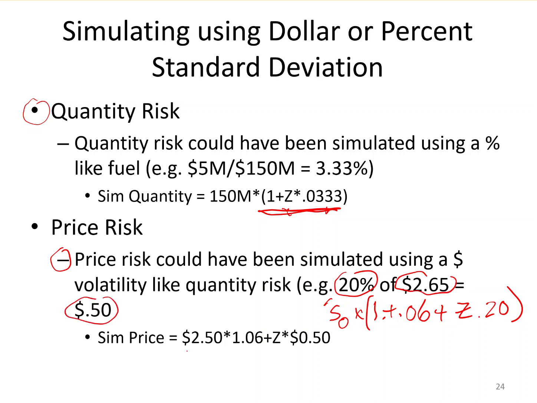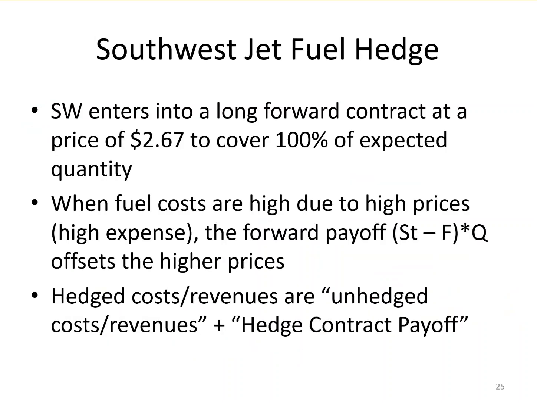So I could have simulated that as 250 times 1.06 plus a random z times 50 cents, and you get the exact same results as we did before. So the standard deviation could be in dollars, could be in percents, depending on which one it is. You just got to make sure you use the right formula. If it's a percent, it's going to be like a growth number. It's the current spot price or current value times 1 plus a random z times the standard deviation, because it's a percent change.